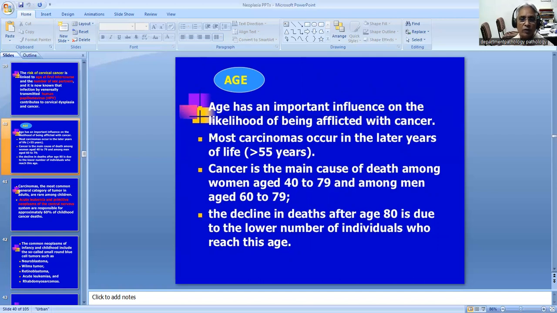Age has an important influence on the likelihood of developing cancer. They say that most cancers occur in the later period of life, usually after 50 or 55 years of age. So increasing age is an important factor in the development of cancer. Cancer is the most important cause of death in women between 40 and 79 years of age, and in men about 60 to 79 years of age. Again, the decline in deaths after the age of 80 is due to the large number of individuals who reach this age, so there is a decreased incidence of cancer.